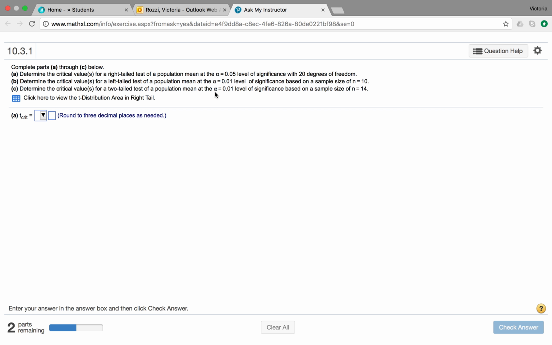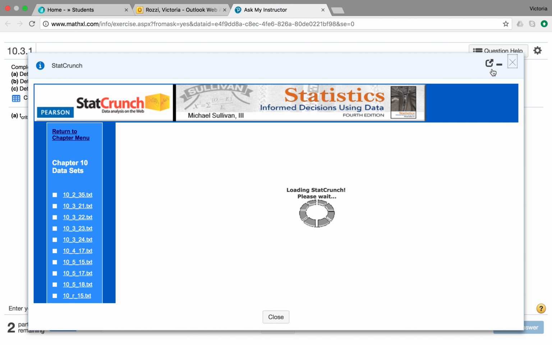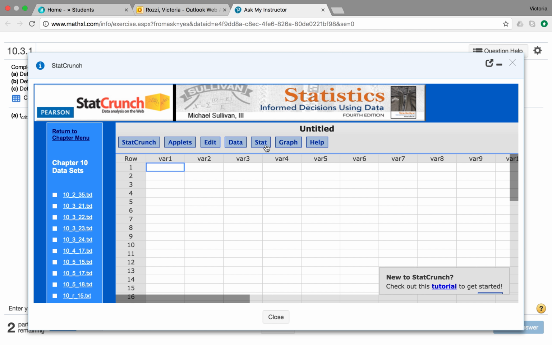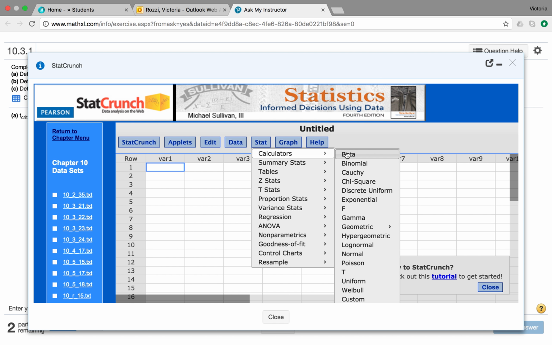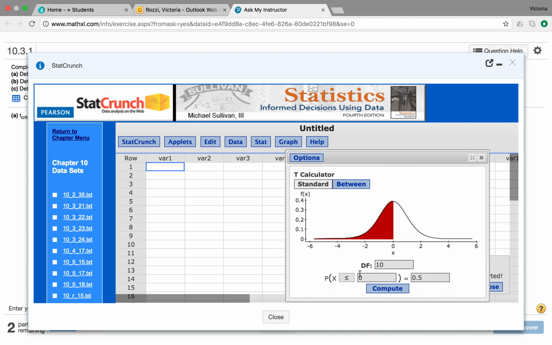Now, you can still go to your table, but especially when you get to more degrees of freedom, it's not as accurate as using the calculator. So again, we'll go to question help, go to StatCrunch. And this time we're going to use the calculators as well. So you're going to go to Stat, Calculators, but instead of going to normal, go to T. Okay, so here we have our T distribution.